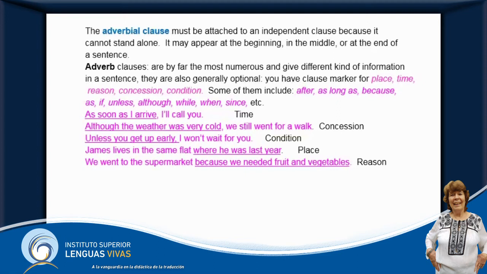Then you have: James lives in the same flat where he was last year. There you have where as a subordinator, which is indicating place. We went to the supermarket because we needed fruit and vegetables, and there you have a subordinate clause of reason.